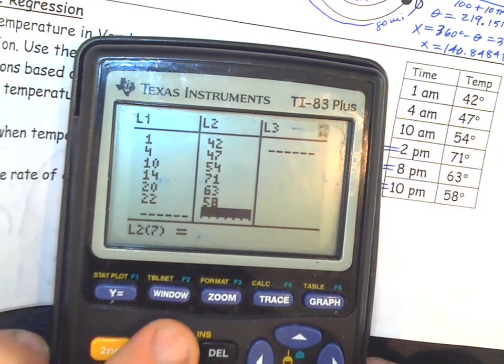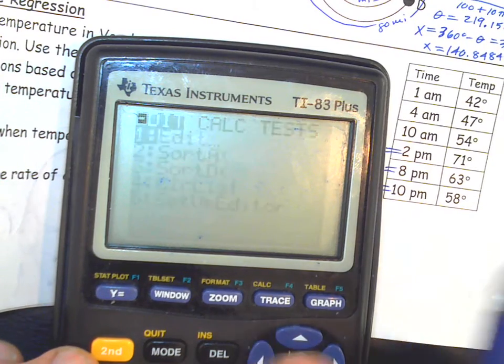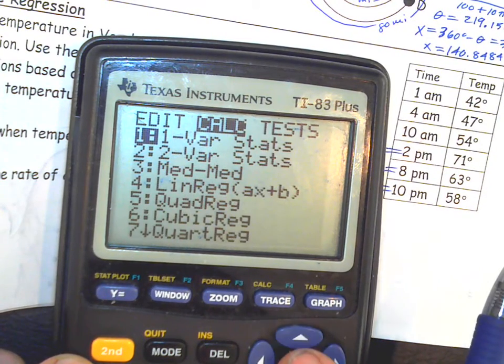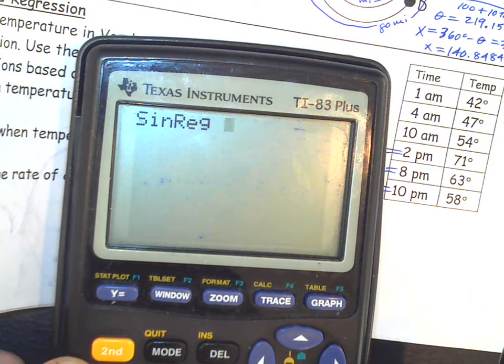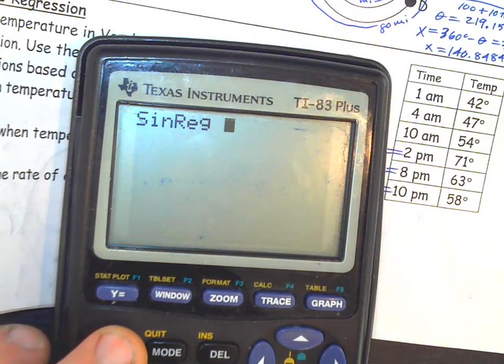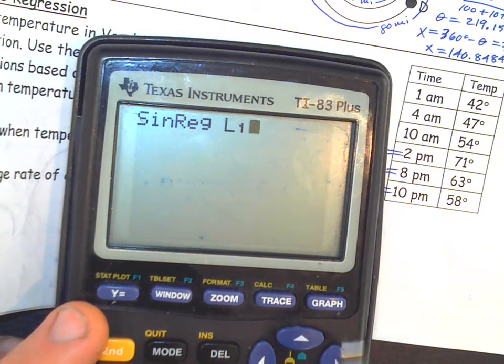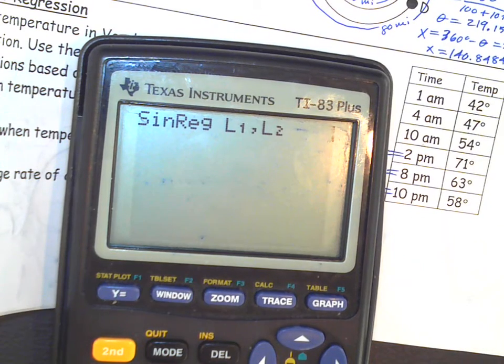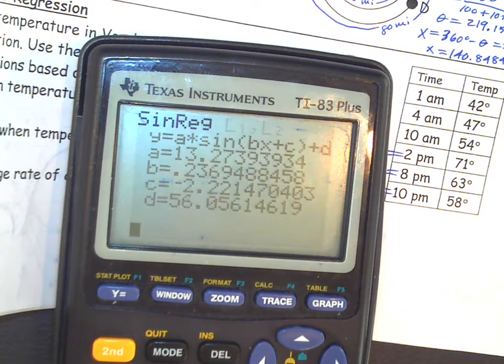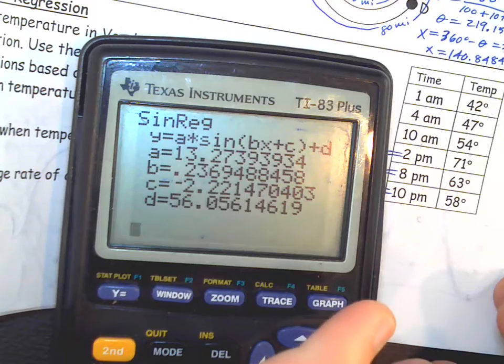Now, I'm going to get out of here. I'm going to go to the home screen. I'm going to go Stat, Calc, near the bottom, SinReg. And if I just hit enter, it's going to pick List 1, List 2. Otherwise, I have to type the lists in with a comma in between them. We're going to write this all down, everything that we see right there. So I'm going to say, all right, SinReg. Essentially, you're going to copy the whole screen down.